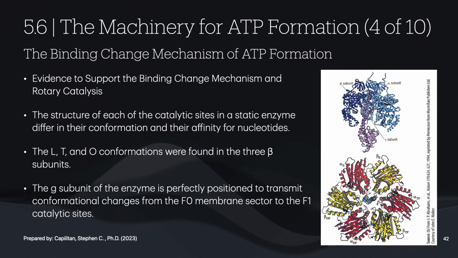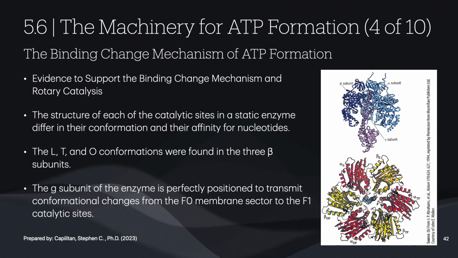And there's a lot of evidence, one of which is the structural basis of the catalytic site formation. Okay? And the structure of each of the catalytic sites in a static enzyme differ in their affinity for nucleotides. We have here the L, the T, and the O conformations which are found in the three beta subunits. The gamma subunit of the enzyme is perfectly positioned to transmit conformational changes from the F0 membrane sector to the F1 catalytic sites.